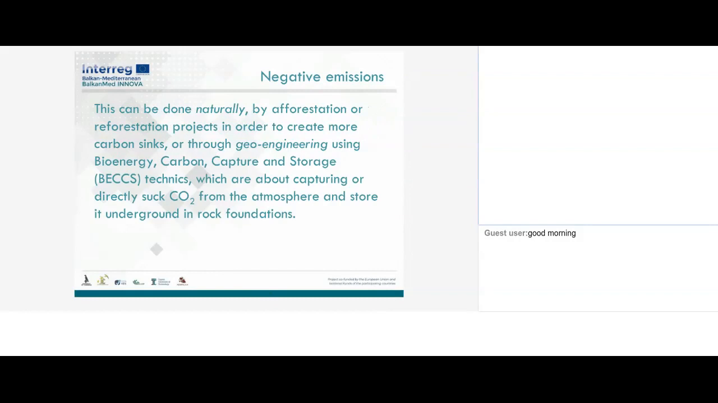These are very contagious technologies that are not welcome from the majority of the scientific community because there are lots of risks when you store huge amounts of CO2 underground in rock foundations. This could produce huge differences in the underground waters, or cause earthquakes, and it's not something that could be environmentally friendly, at least for most of the people who are dealing with the environment.